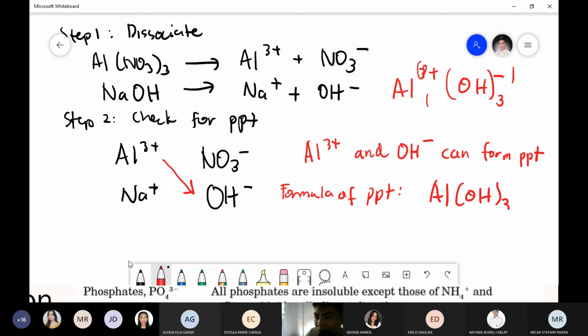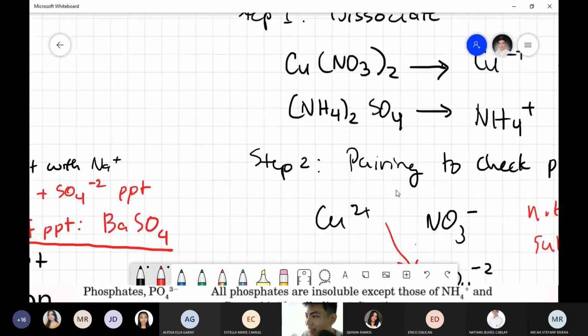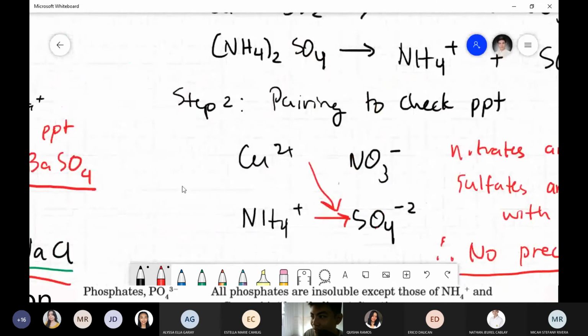Okay? Step 3 tayo. Ano yung step 3? Ano yung nilagay ko doon? Kalimutan eh. Yes, combine ions. Okay.